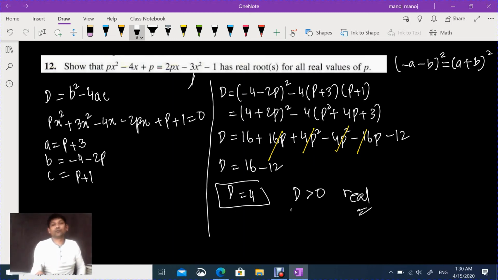We only need to prove this part: that we have a value of D that is not negative.